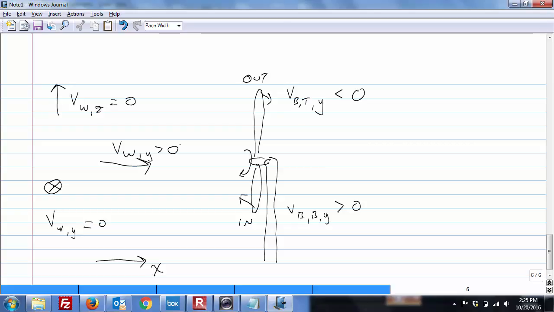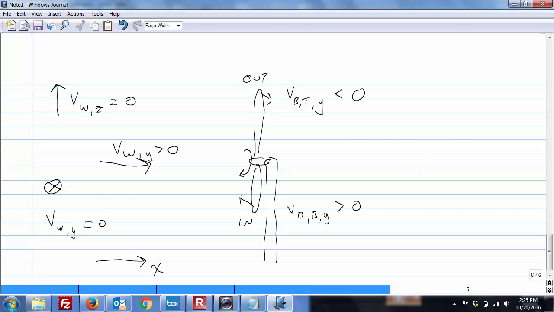So the wind is coming over here in this direction. The blade is coming at you. So from there, you should be able to determine how fast this tip is going relative to the wind.